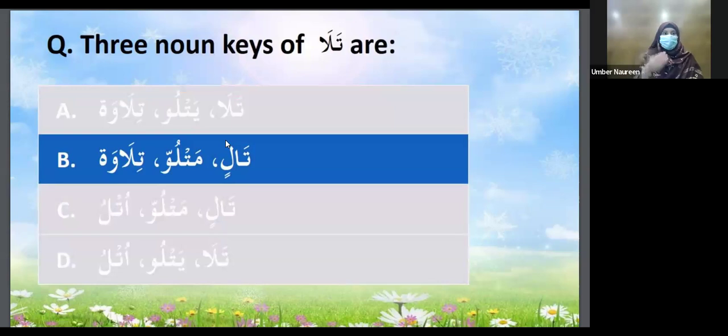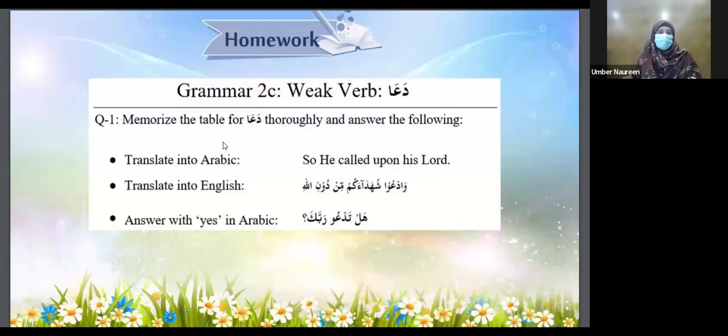Tali, matluvun, tilawatun. Alhamdulillah, here's your workbook. You have to complete the table of tala. It would be the same as the A. And who wants to try translating into Arabic? He called upon his Lord.